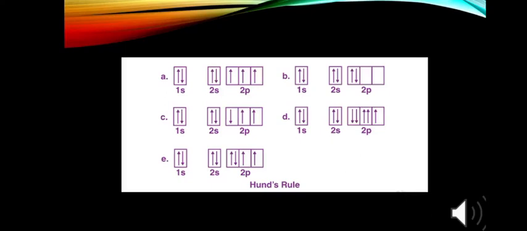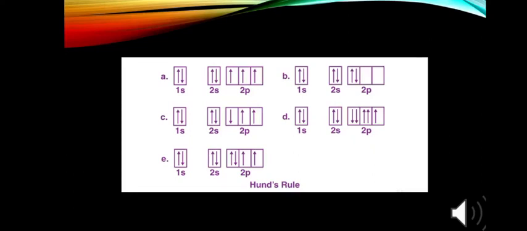And in B, we have 1s fully filled, 2s fully filled, and in 2p they have first filled one sublevel completely. They have not given the preference that they first have to fill each sublevel equally and with the same spin. So B configuration is wrong. In C, we have 1s completely filled, 2s completely filled, and in 2p they have singly filled each sublevel, but they have not given the same spin to each and every electron in the sublevels. One is with spin down and the other two are with spin up, so this is the wrong configuration.